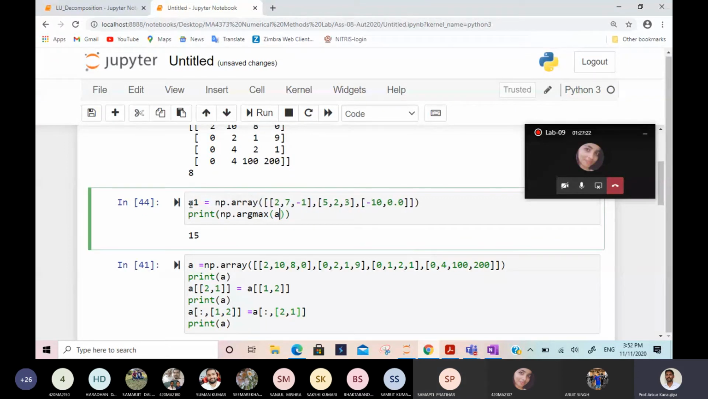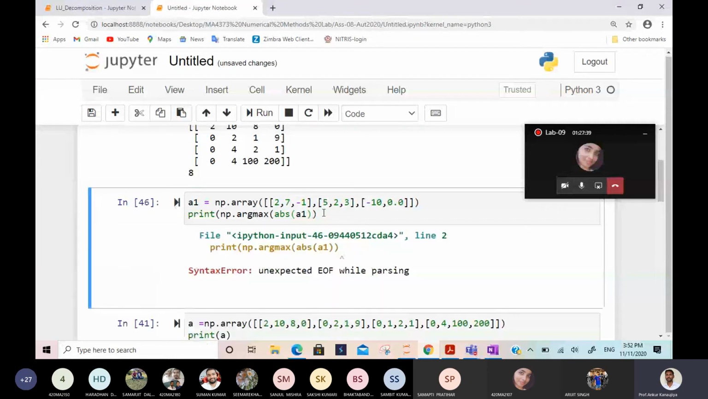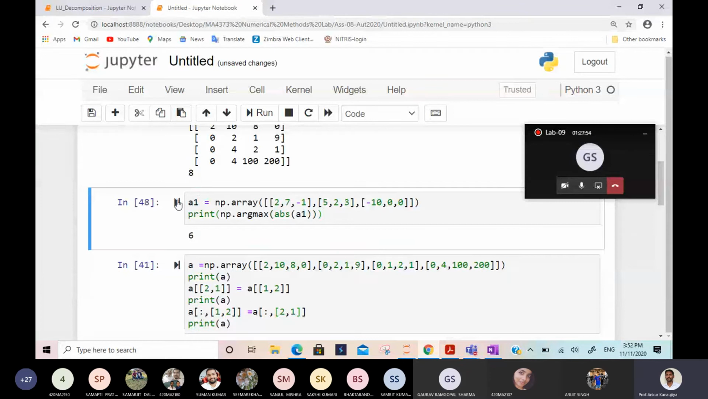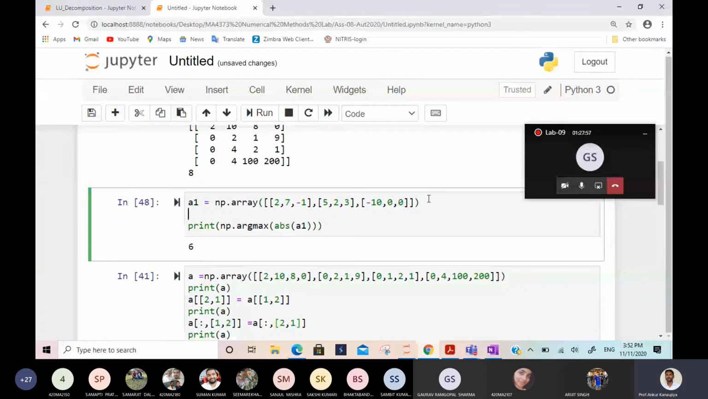Now I am finding the maximum in A1. It is giving 1. So I will take the absolute value so that it will give the actual thing. Sir, last entries 0, 0. Okay, now it's fine. This parenthesis is also fine. So it is giving 6. It is not giving 2 or something.